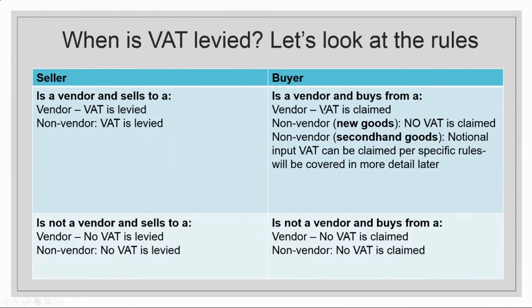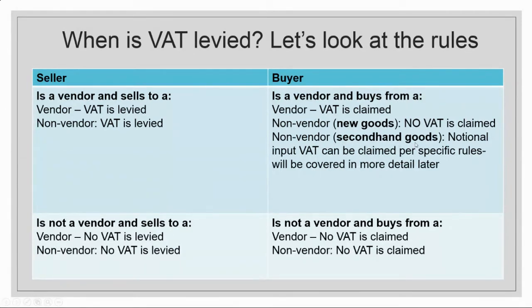If I'm the buyer and I am a vendor, so I'm registered for VAT and I buy from a vendor, I can claim the input VAT from whatever I've purchased. Now, if I buy something from a non-vendor, I need to go look specifically, am I buying new goods or am I buying second-hand goods? Now, if I buy new goods, because the non-vendor wouldn't have raised VAT, I can claim no input VAT.